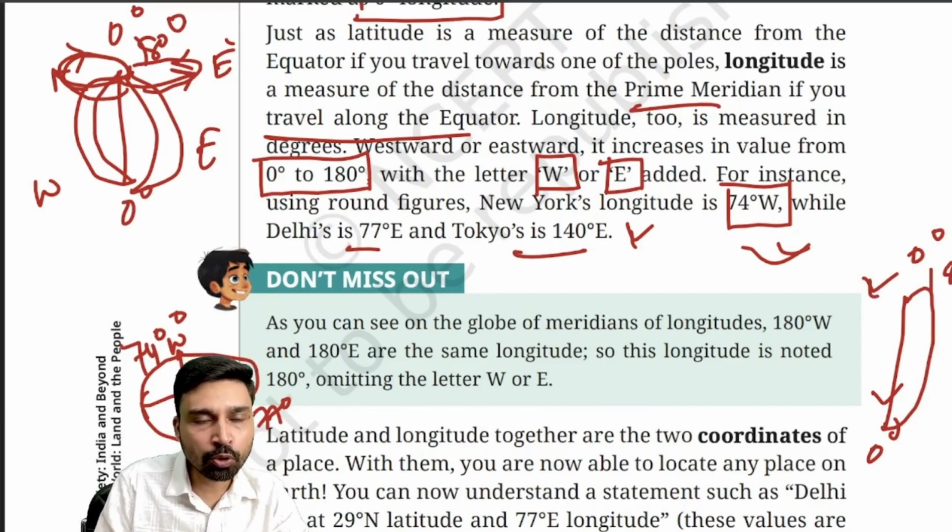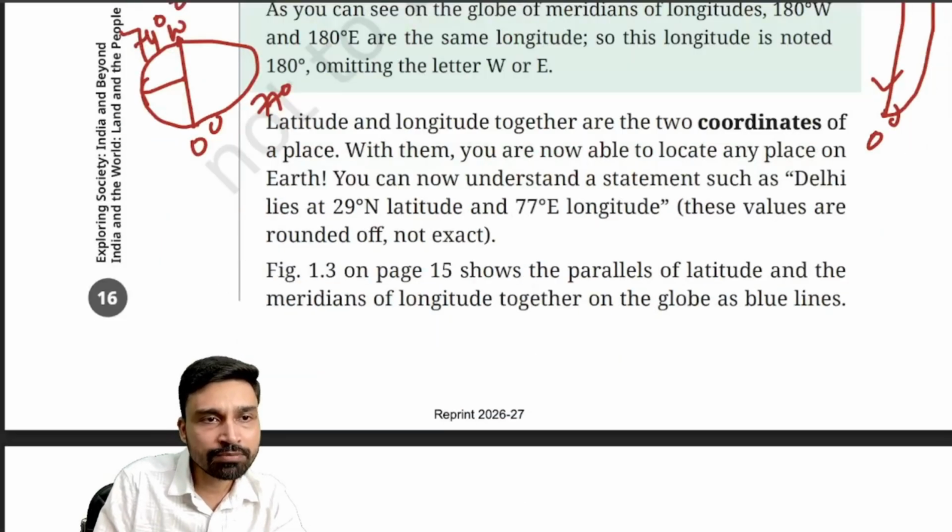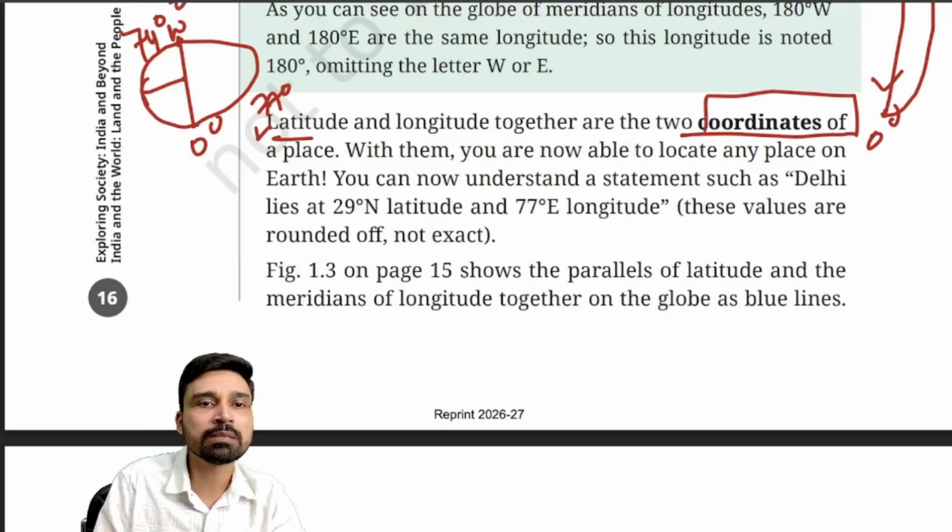So 0 degree longitude and 180 degree longitude cannot be west or east. They will be simply longitude, while all other longitudes can be simply west or east. Now, since we have understood the concept of both latitude and longitude, together they consist of what you can call the coordinate system of the Earth.